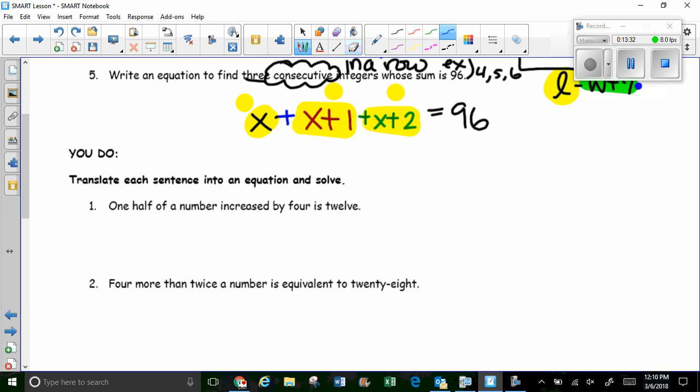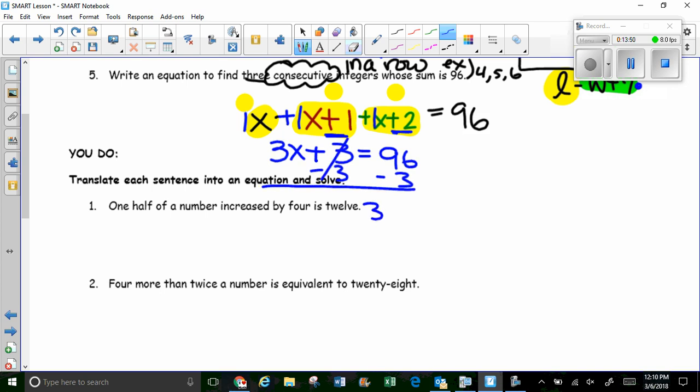So now we're just going to combine like terms. So I've got 1x plus 1x plus 1x, which is going to give me 3x. Combine your constants, 1 plus 2 gives me 3. And now we just have a two-step equation. Subtract 3 on both sides. So you'll get 3x equals 93. Divide both sides by 3. And you'll get x equals 31.